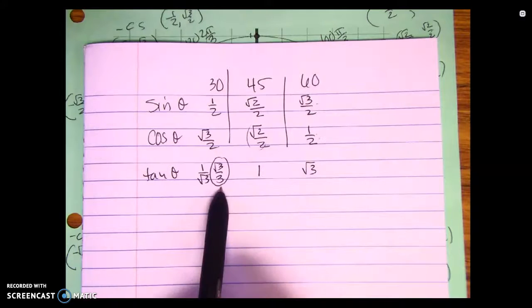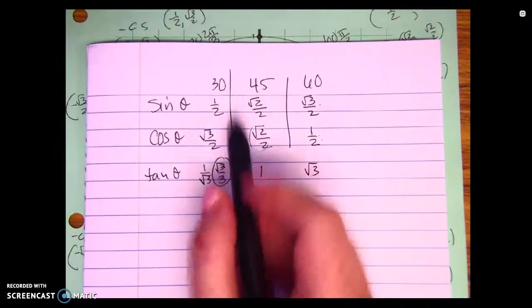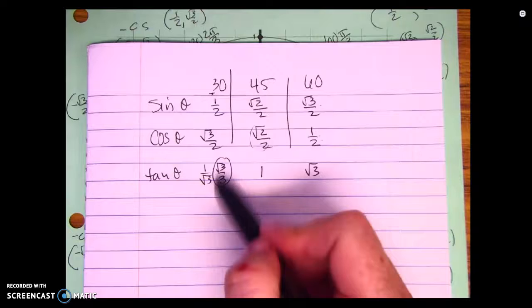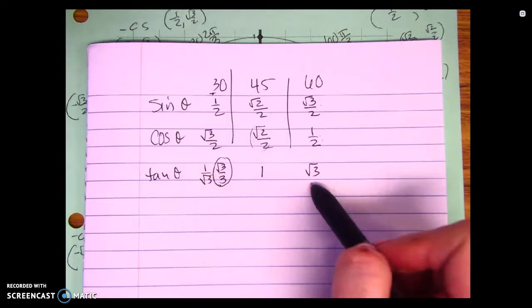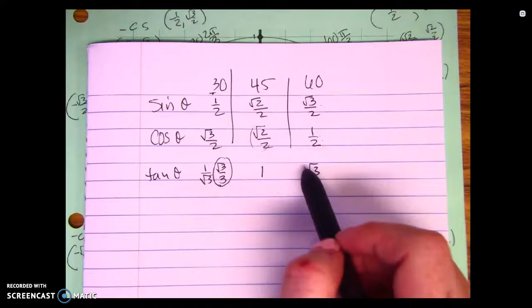I remember the tangent of 30 because it has a lot of 3's in it. 30 has a 3 in it. 60 doesn't have as many. So you do need to have these memorized.